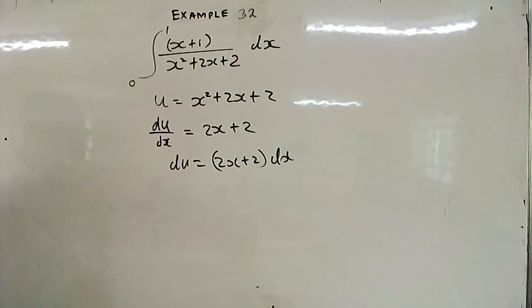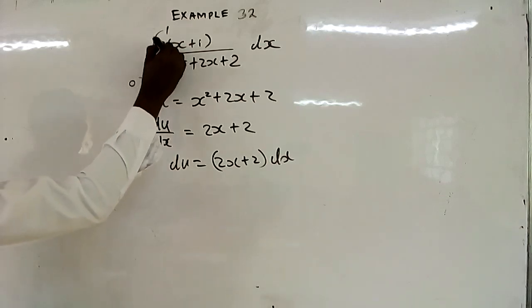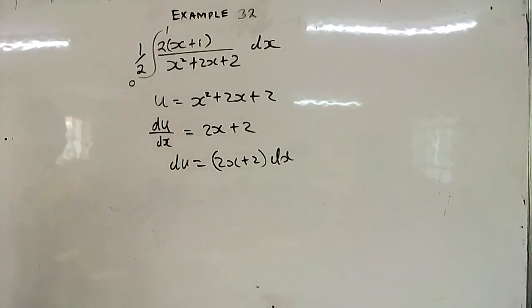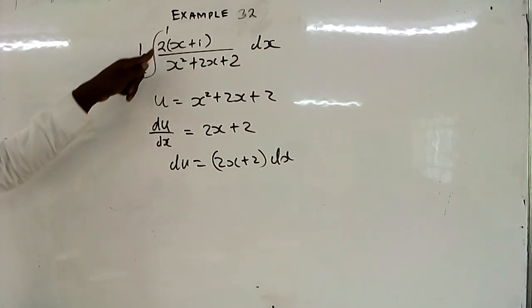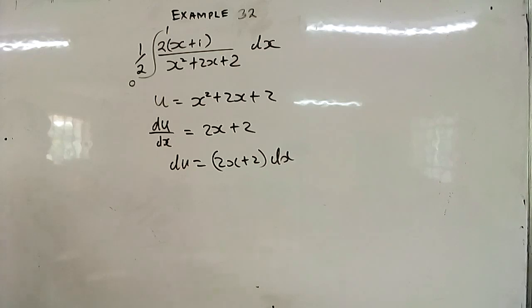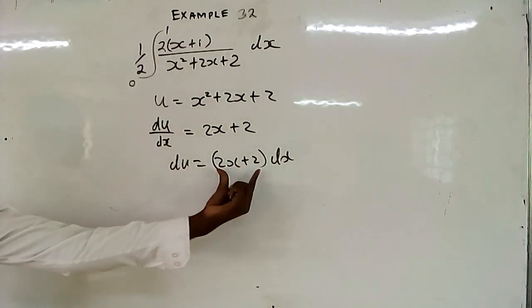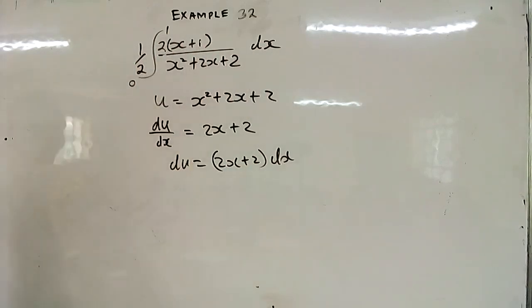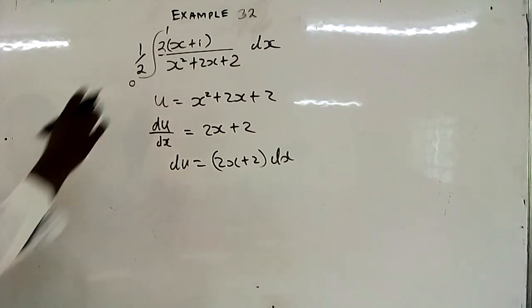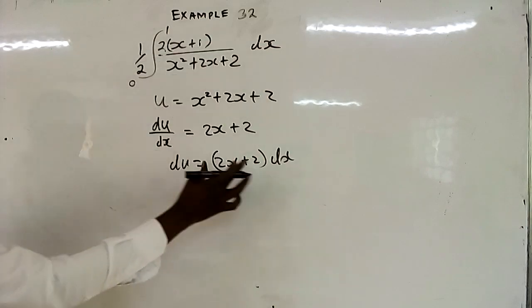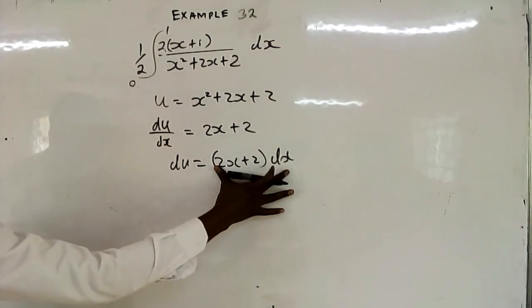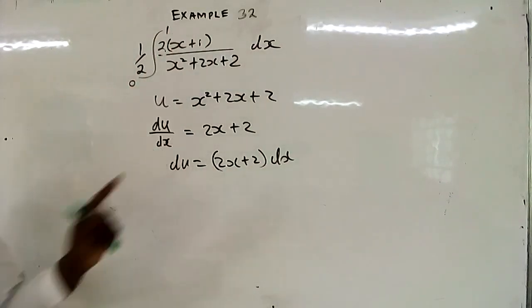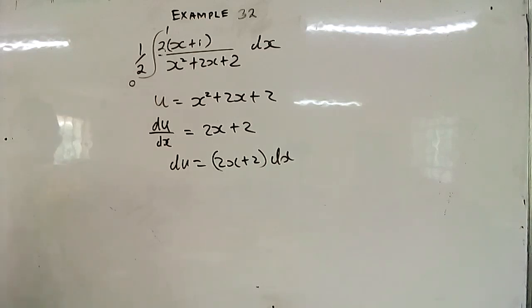See, this is x plus 1. This is the same as multiplying by 2 and dividing by 2. If you multiply by 2 and divide by 2, it's like multiplying by 1, isn't it? So that you have 2x plus 2, and you have 2x plus 2 dx. Are we together? If you take 2 inside the bracket, it is 2x plus 2 times dx, meaning the whole of that numerator is du. Are you seeing that? The whole of that numerator is du.